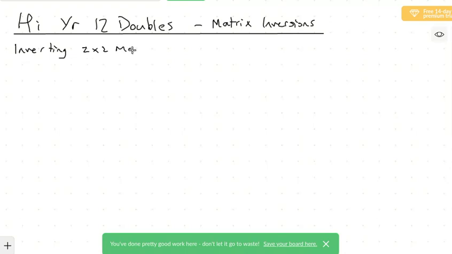I know you've already worked through this and you're probably fine with it, but I'm just going to quickly run over it nonetheless. It might be useful. Let's say matrix A is going to be equal to 4, 7, 3, 5.